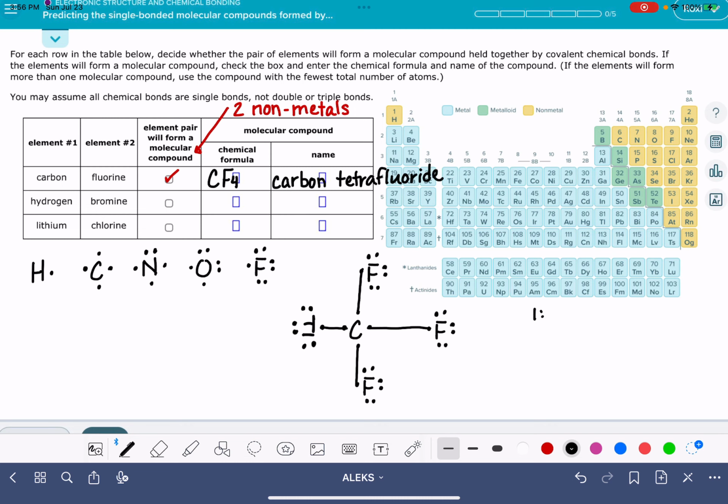And prefixes: if there's only one, the prefix is mono. If there's two, the prefix is di. If there's three, it is tri. If there's four, it is tetra. You're not going to see anything bigger than that.